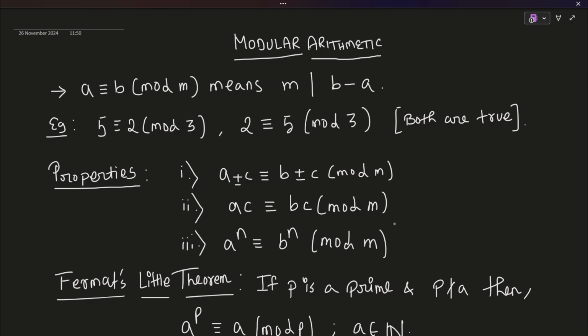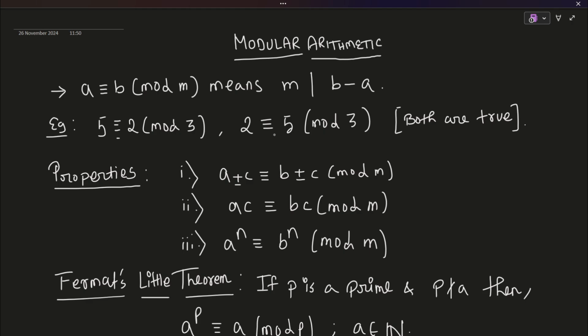So understand that A congruent to B mod M, this notation where this triple-bar sign is called congruent to, means that M divides B minus A. Or in other words, if A is congruent to B or B is congruent to A, it's written like that, and in brackets you have mod M, this would mean that M will divide B minus A and vice versa as well. An example would be 5 is congruent to 2 mod 3 and 2 is congruent to 5 mod 3. Both are true because you see 3 divides 5 minus 2, which is 3, or 2 minus 5, which is minus 3.